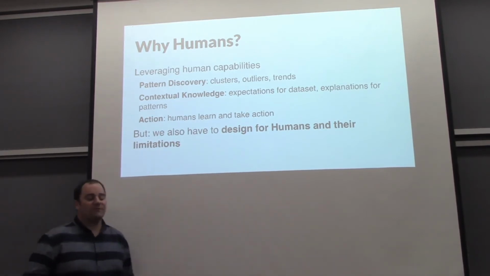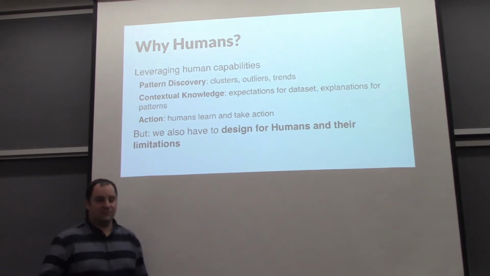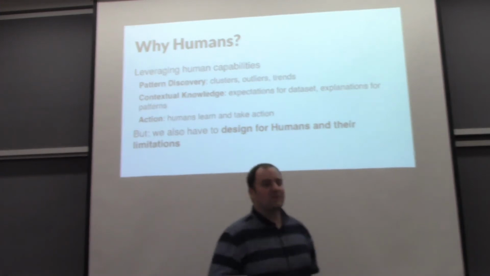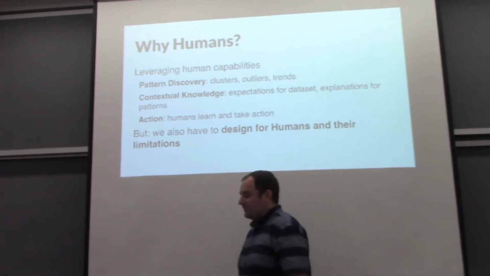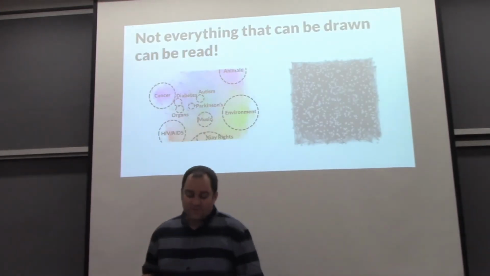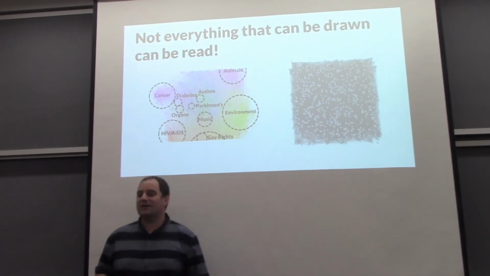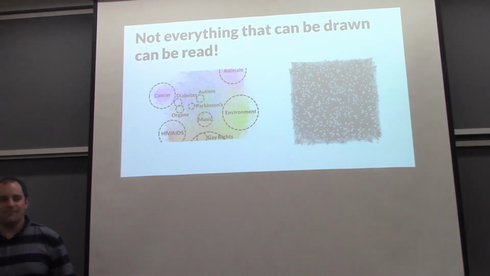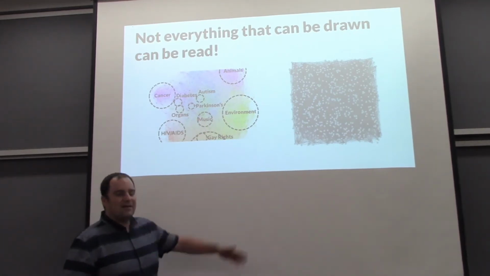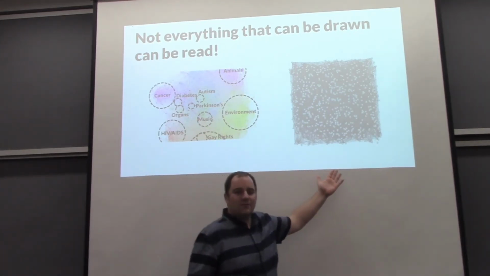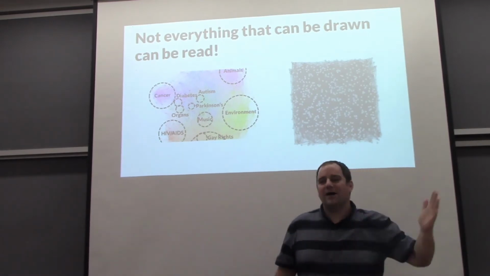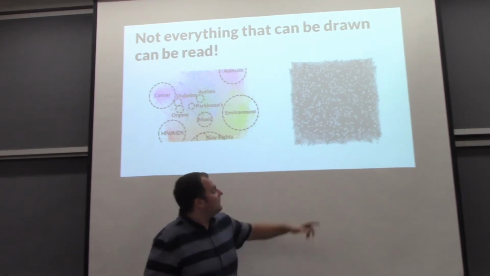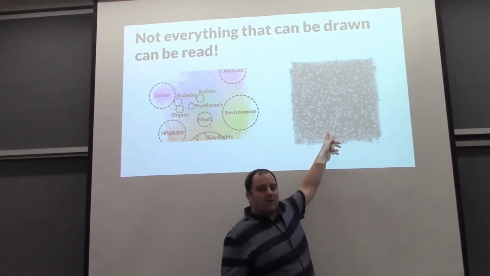But we also have to design for humans and their limitations. Humans and their perceptual system have quite significant limitations, which we'll start learning about in the first couple of lectures. It turns out that not everything that can be drawn can be read. I can plot a node-link diagram with 2,000 nodes, but then I'll have something like this, and I would argue this is a completely useless figure. All I see is that this is big, there are a lot of nodes, but I have no idea what this node is connected to.